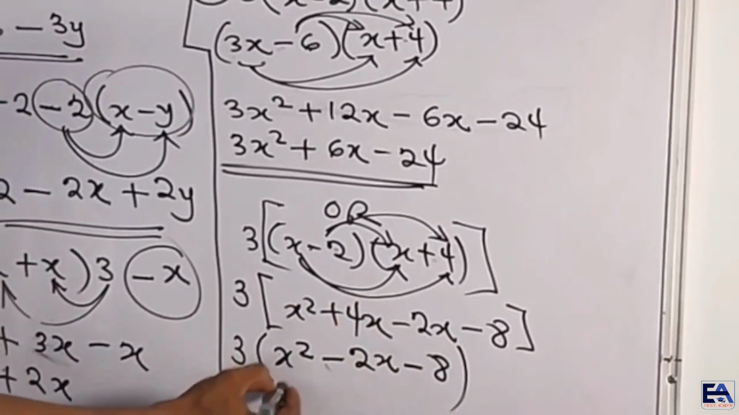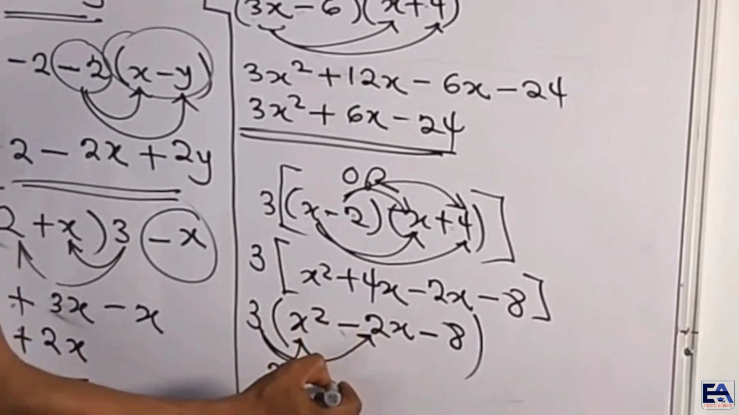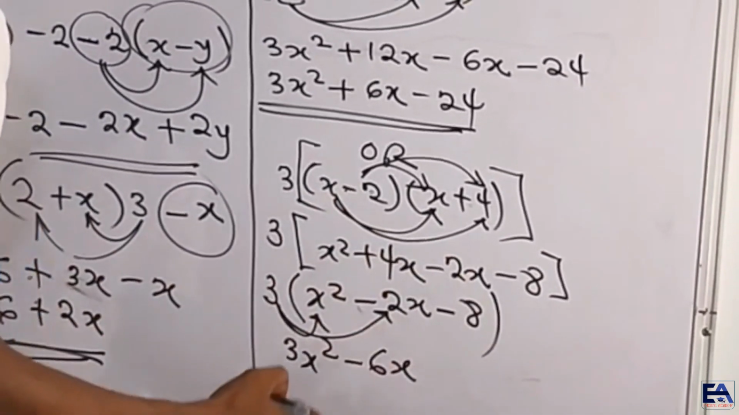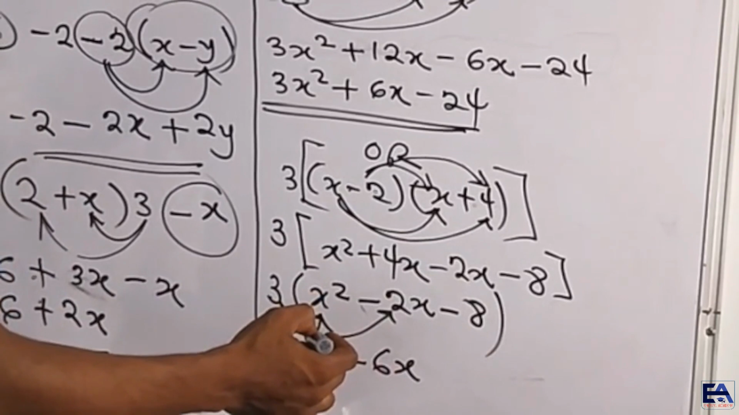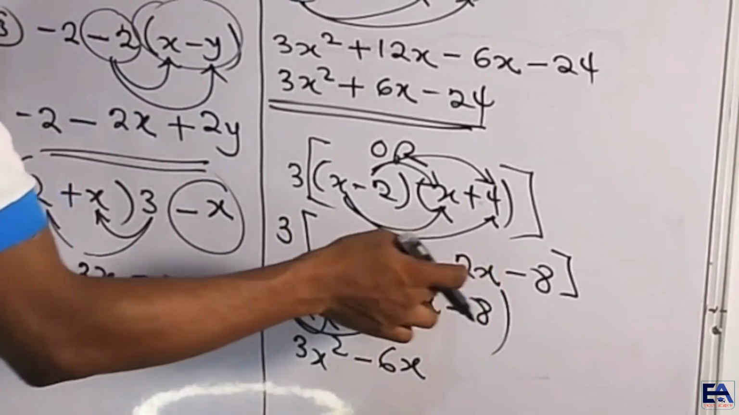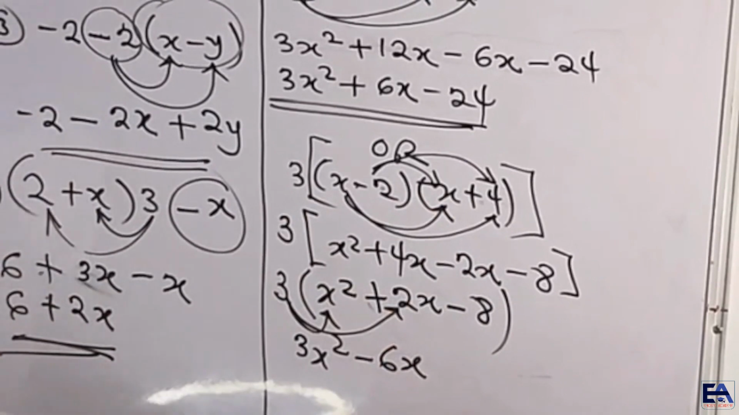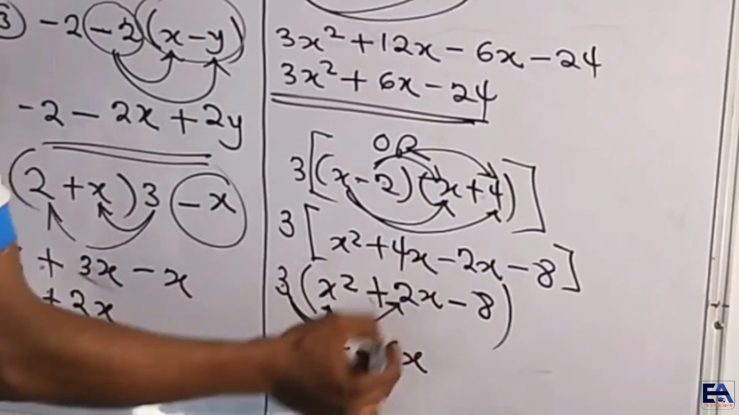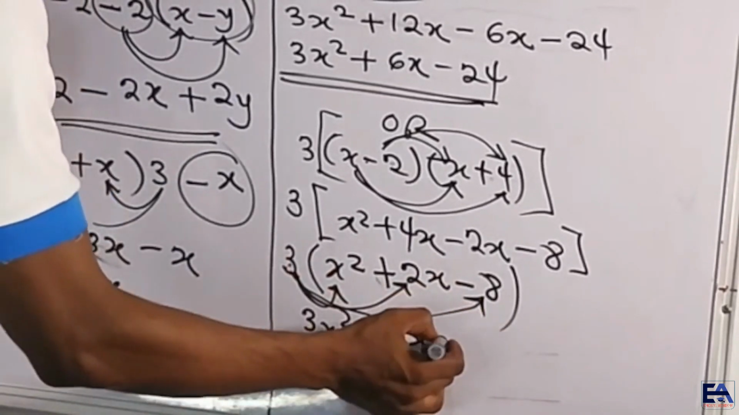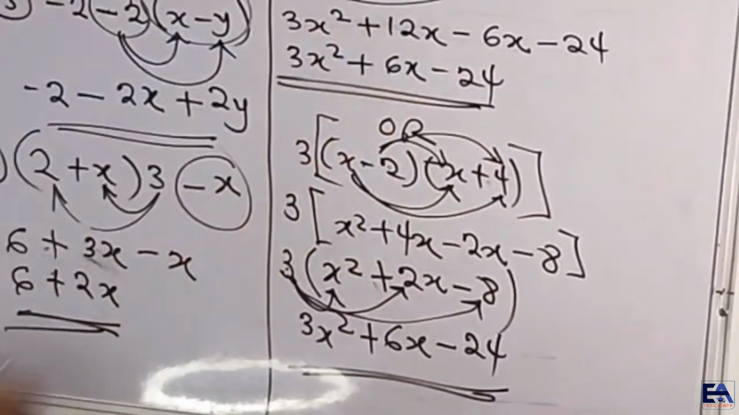Then you expand. 3 times x squared will give you 3x squared. Then 3 times minus 2x will give you minus 6x. Then 3 times minus 8 will give you what? Oh, yeah, there's a mistake here. This is plus 4x minus 2x. If I'm having 4 and I'm owing 2, I'm still having 2x. So this one is 3 times 2x, that's 6x. And then the same 3 multiplies minus 8 to give us minus 24. And then you still have the same answer as we had earlier.